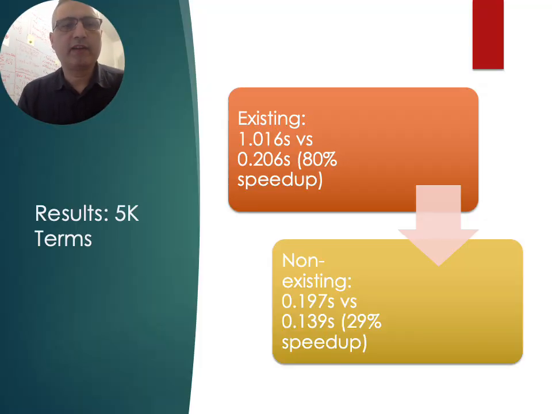Results, 5,000 terms slide. With small dictionaries and existing terms, binary search takes 1 second. HSA takes 0.2 seconds. The speedup is 80%. For non-existing terms, binary search takes 0.2 seconds, while HSA takes 0.114 seconds, and the speedup is 29%. At this scale, HSA benefits strongly from its constant-time structure.